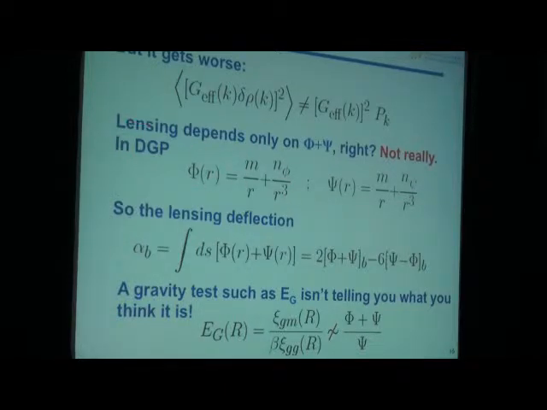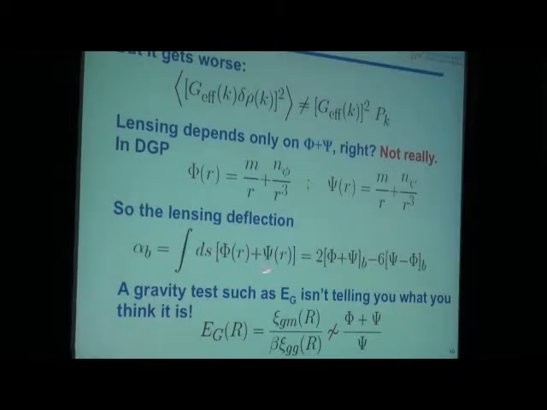So let's take a particular theory of gravity called DGP gravity. Here's one of the metric potentials, and here's the other metric potential in DGP gravity. You have the normal Newtonian potential, and then you have these one over r cubed correction terms. And now let's calculate gravitational lensing, a basic general relativity introductory course calculation. Here's the deflection angle. It depends only on the sum of those functions.